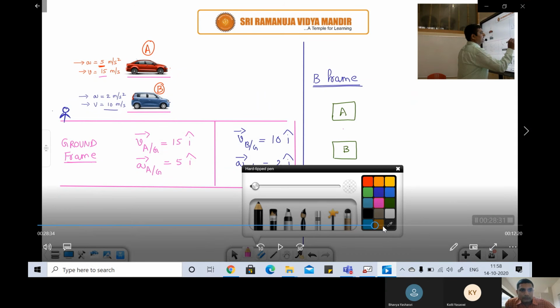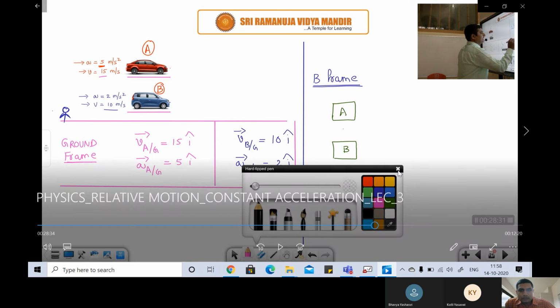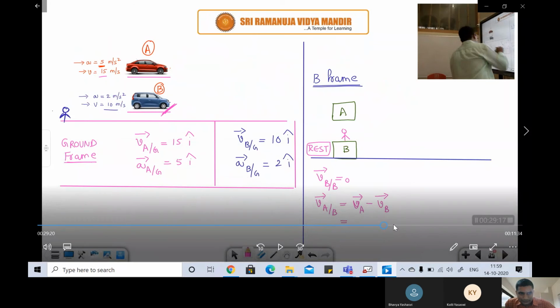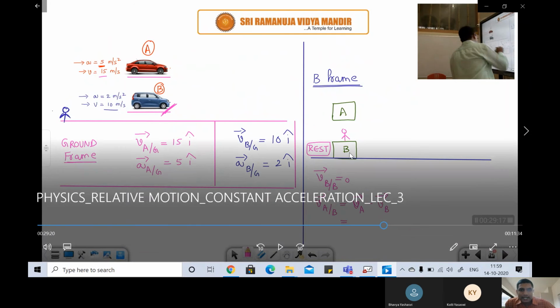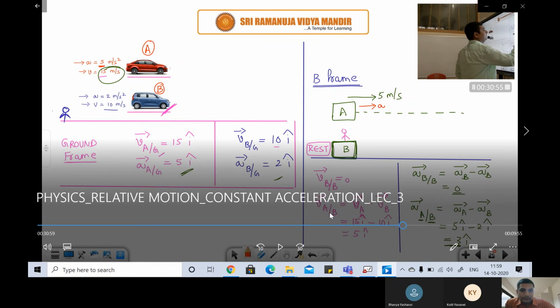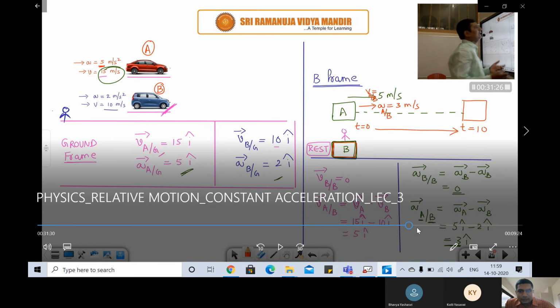Now, on which frame do you want to solve? It is up to you. Let's say I solve from the B frame. That means I am standing on B. B is at rest. Now calculate everything of A with respect to B. That means what is the velocity of A with respect to B, and what is the acceleration of A with respect to B? What is the velocity of A with respect to B?